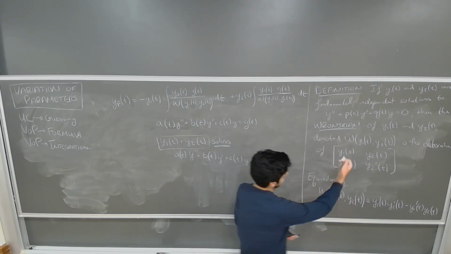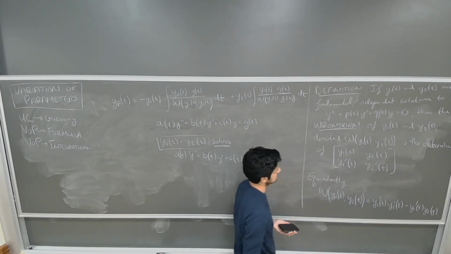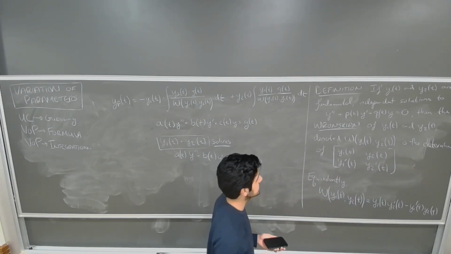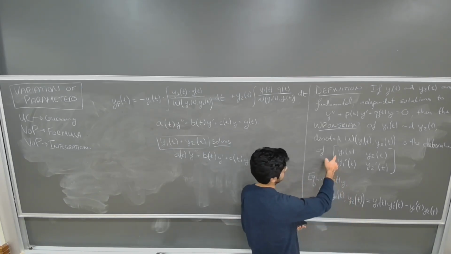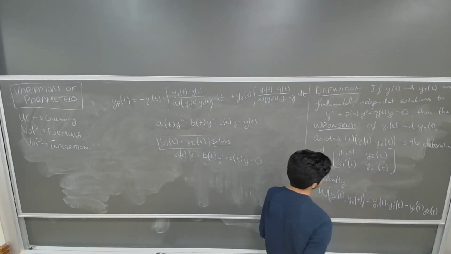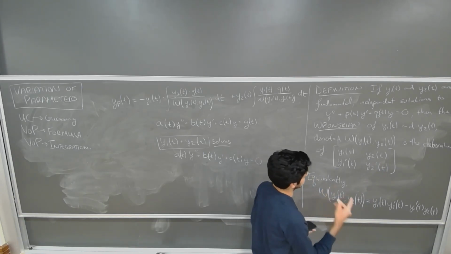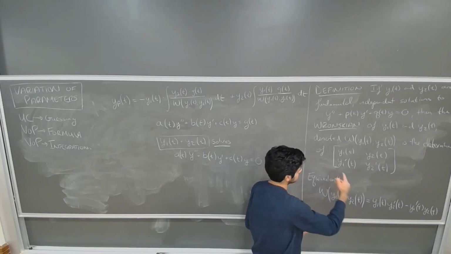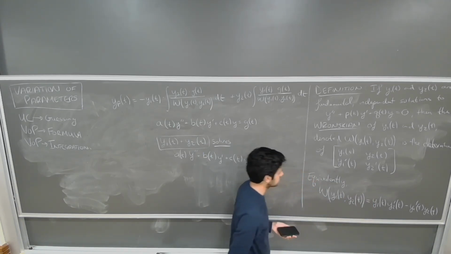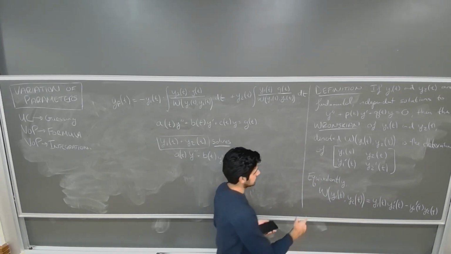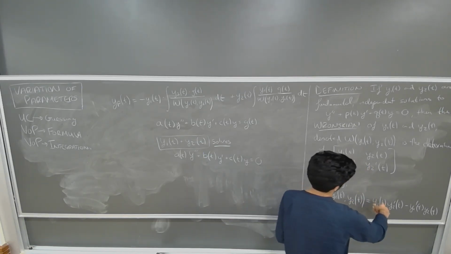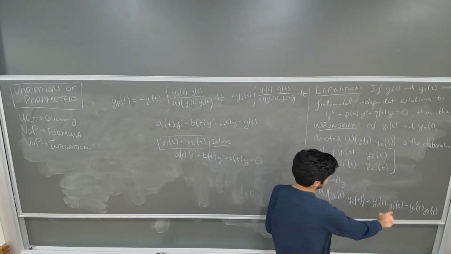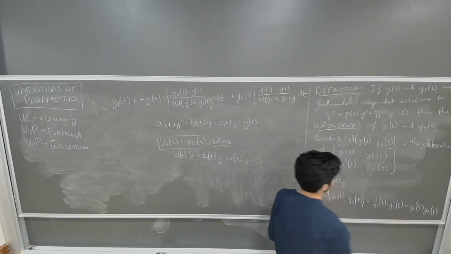which we denote as W of y1 of t comma y2 of t, is the determinant of this matrix, where the first row is y1 of t and y2 of t, and the second row is the respective derivatives, y1 prime of t, y2 prime of t. Or equivalently, the Wronskian, when we compute the determinant, is equal to y1 of t, y2 prime of t, minus y1 prime of t, y2 of t.